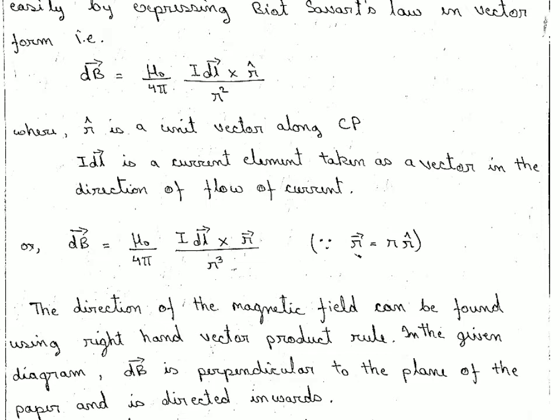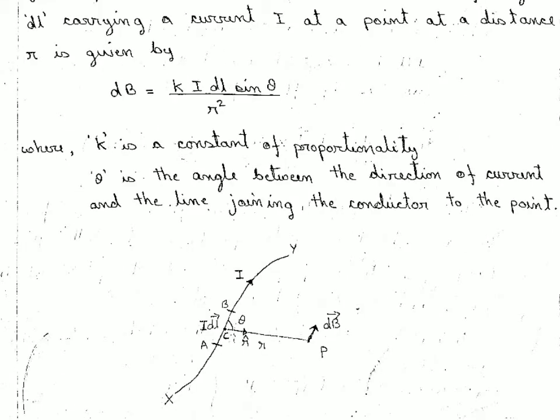So now after expressing Biot-Savart's law in vector form, you can find the direction using the right hand vector product rule. So in the right hand vector product rule, your fingers represent the direction of the current element. Okay, all the fingers represent the direction of the current element. And as you close the fingers towards the r vector or the r cap, you extend the thumb. And this thumb will actually give you the direction of the magnetic field.